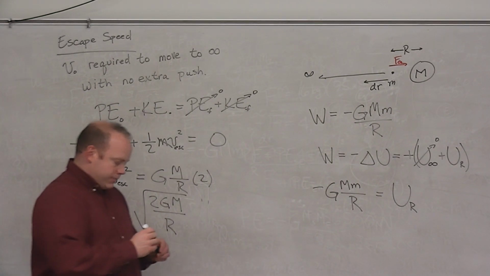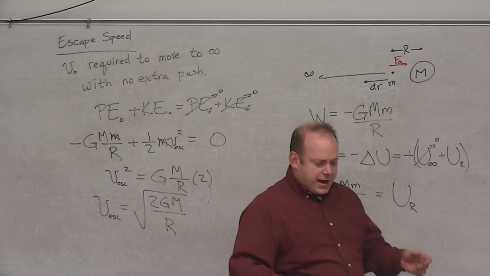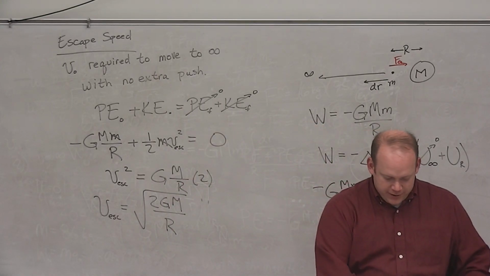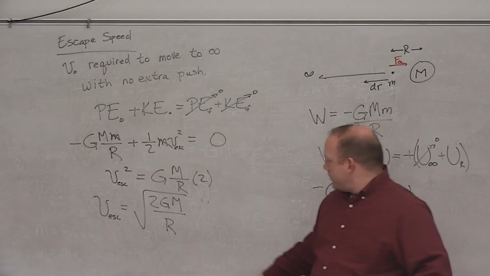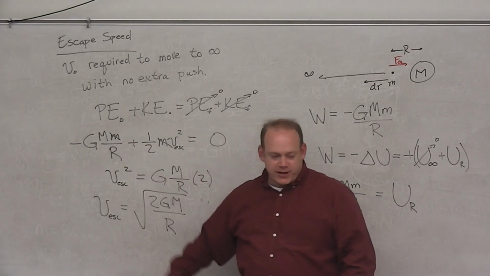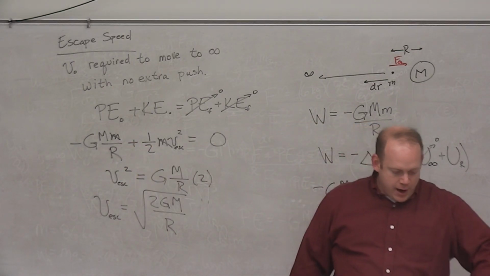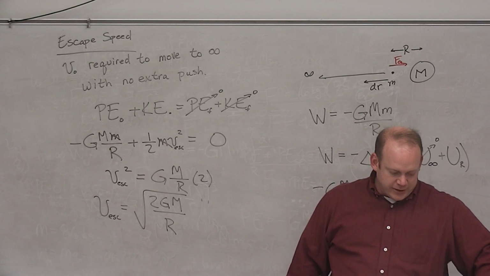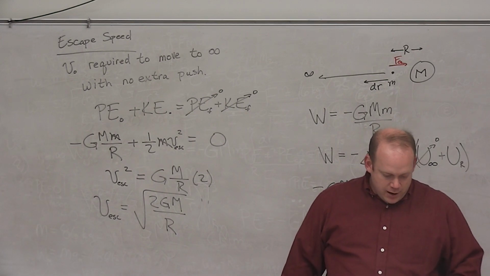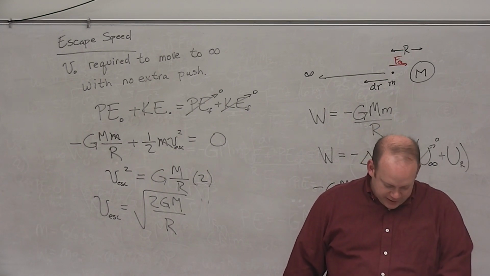So now, again, that R could be the radius of the planet, that big M. And also notice that it doesn't depend on the size of the object that we're talking about. It only depends on the size of the object we're escaping from. They give a couple of escape speeds in your book.